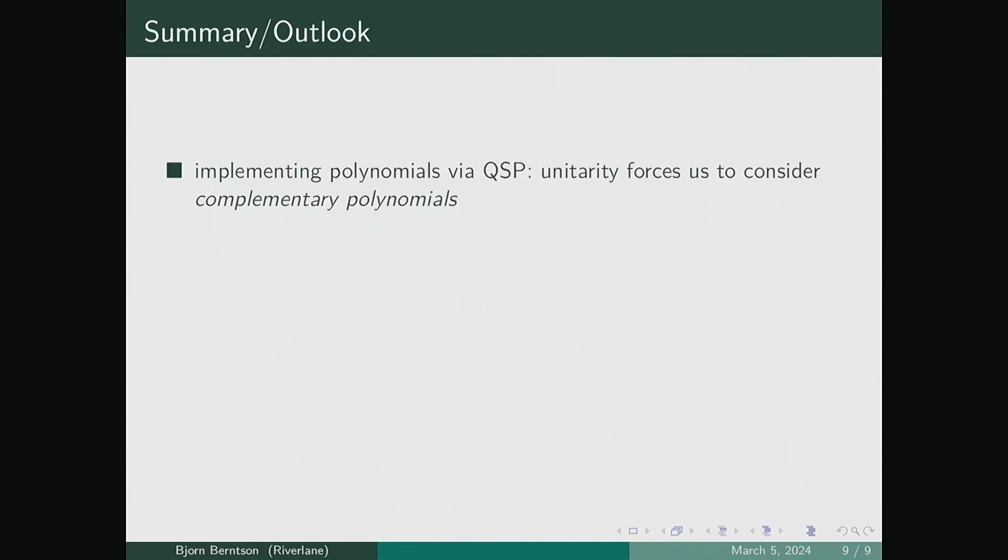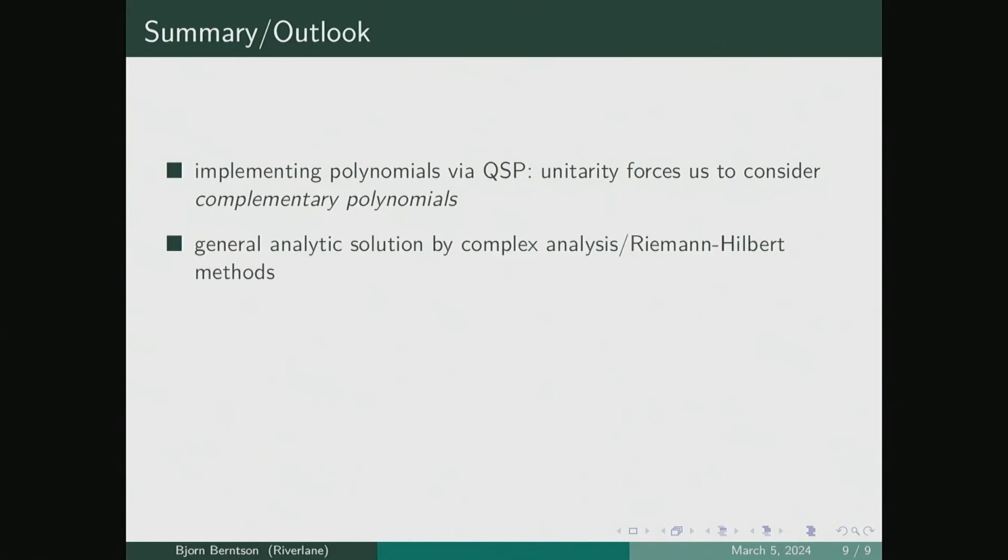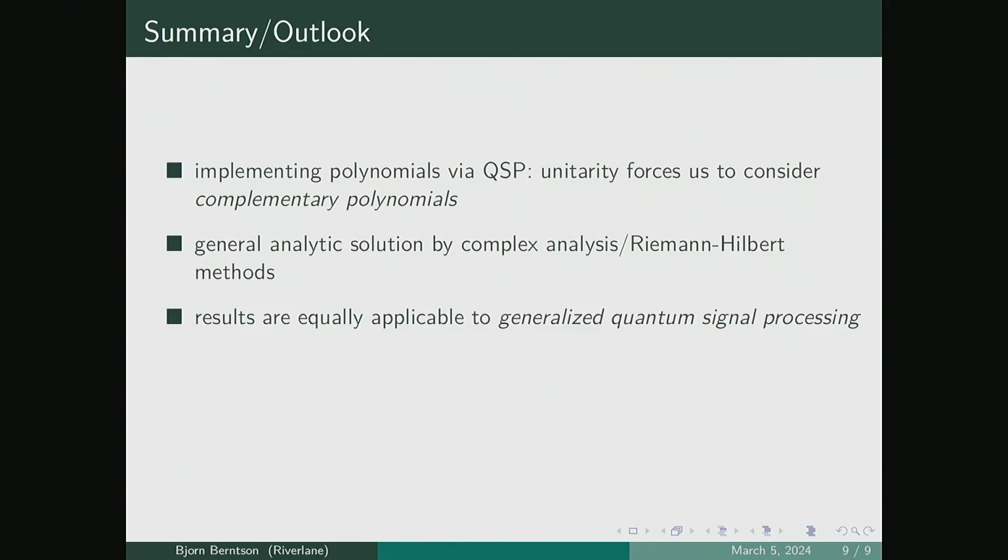So to summarize a bit, we want to implement polynomials via QSP, and we're immediately forced to consider complementary polynomials because of unitarity. We found a general analytic solution using complex analysis and Riemann-Hilbert theory. I've given this result in the context of this Haah formulation of QSP, but this is equally applicable to the recently introduced generalized quantum signal processing framework.